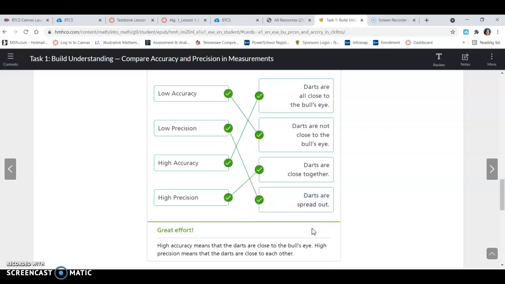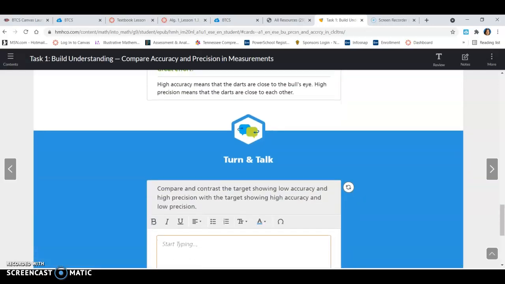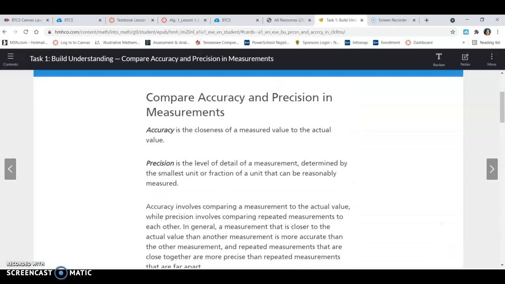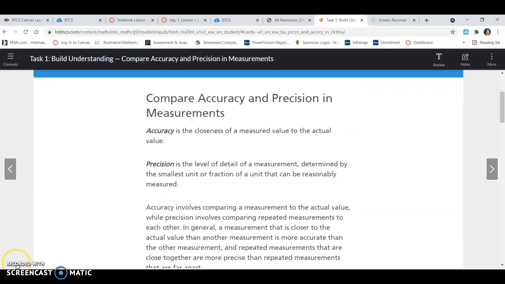So what you're doing is just using the definition to make sure that you understand what precision and accuracy is. All right, I hope that helps a little bit with this definition. Again, make sure these definitions are in your notes.